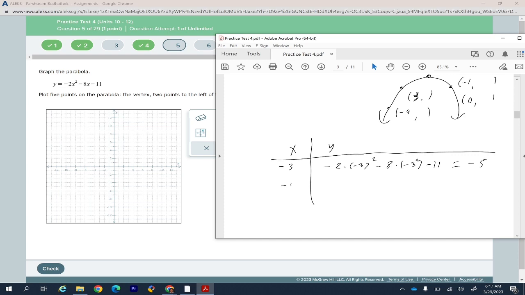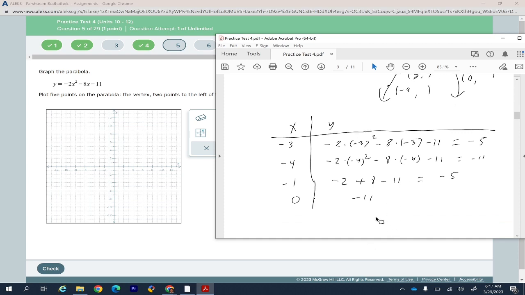Okay, when x is -4, the y would be, do this calculation, use your calculator, it would be -32, so that would be -11. When x is -1, put that value here, it would be -2, positive 8, -11, so it's -5. When x is 0, the y is -11. So these are the values I can put.